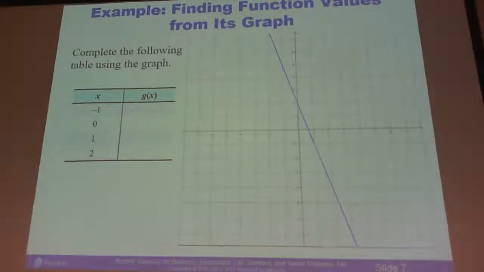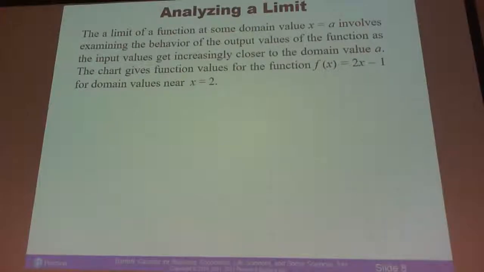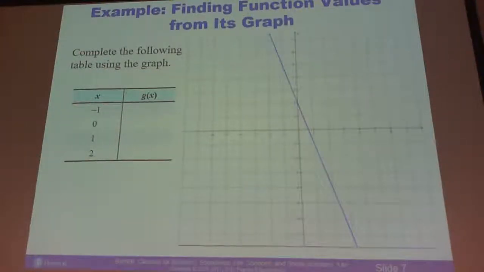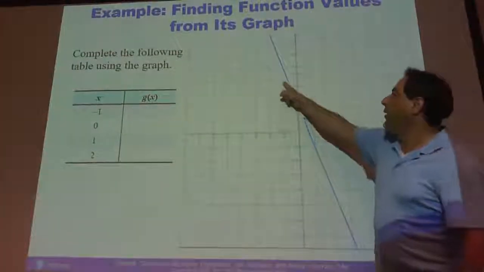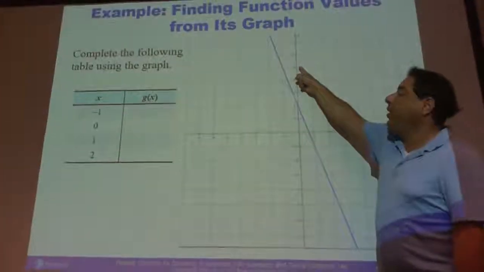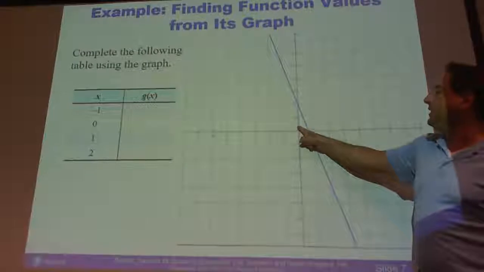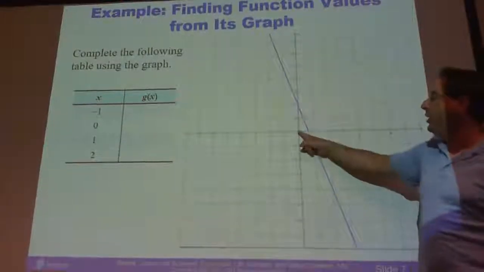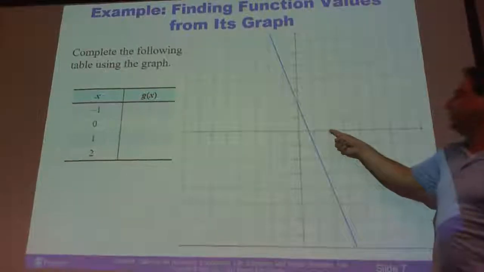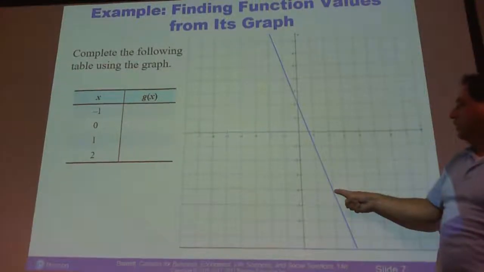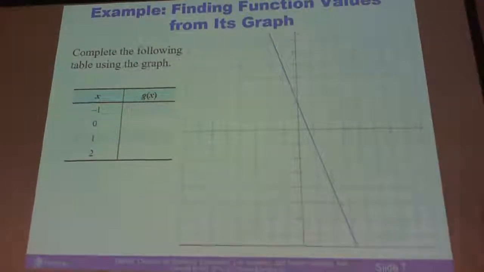Okay, and if I use this line, I can go the other way. I can find answers. So if I use this line, when x is negative 1, what's y? 5. We can go both ways. When x is 0, what's y? 2. When x is 1, what's y? Negative 1. When x is 2, y is negative 4. Okay? All things we understand, all things we've done before.